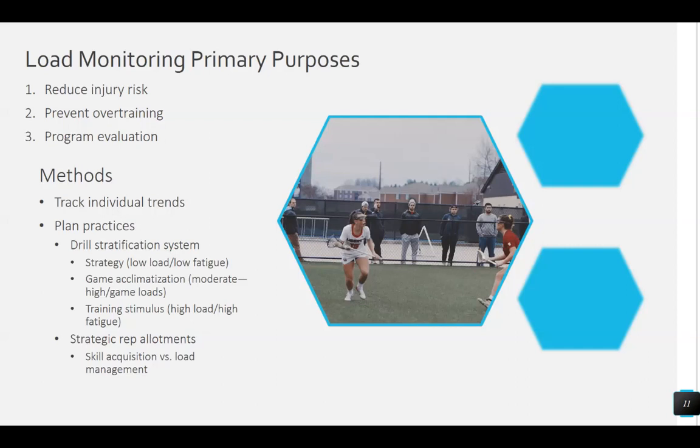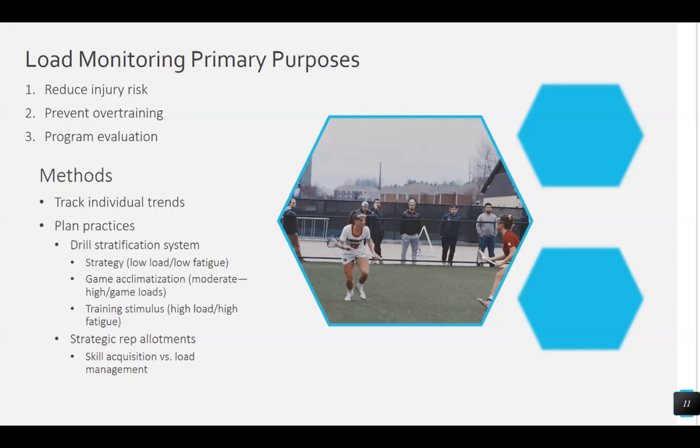So then strategic rep allotment. This is something that I've been working with the coaches to implement. And a lot of times the easy thing is to say, okay, high minute players, the high skill players, we want to make sure that we lean in on them. We want to make sure that they rise to their greatest potential.